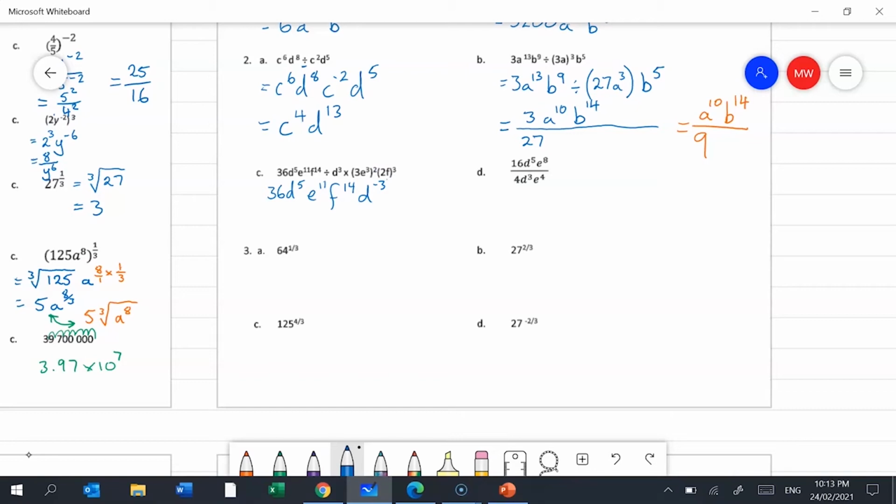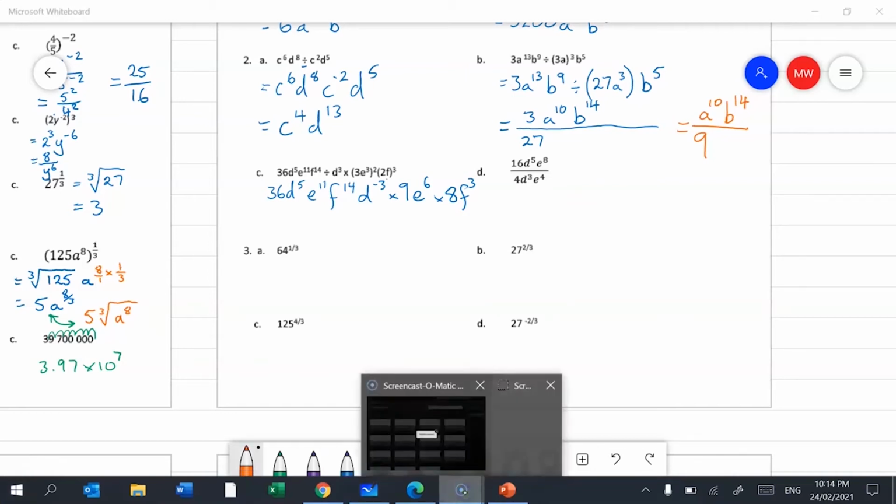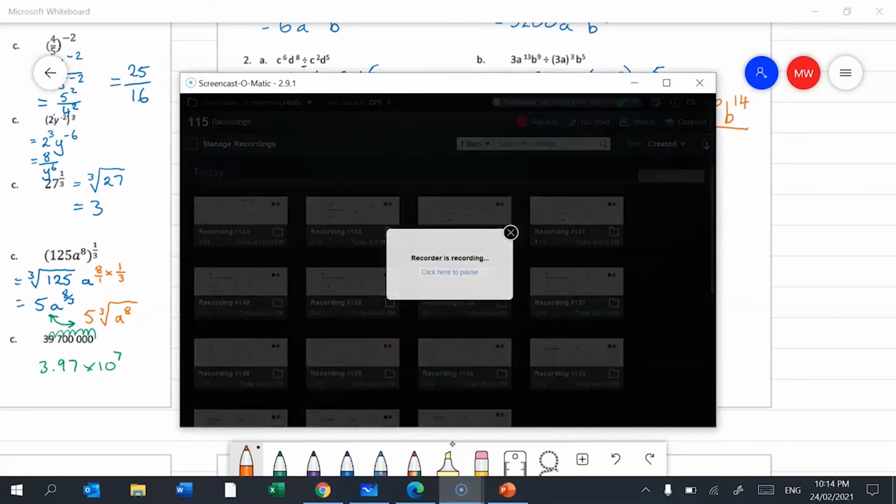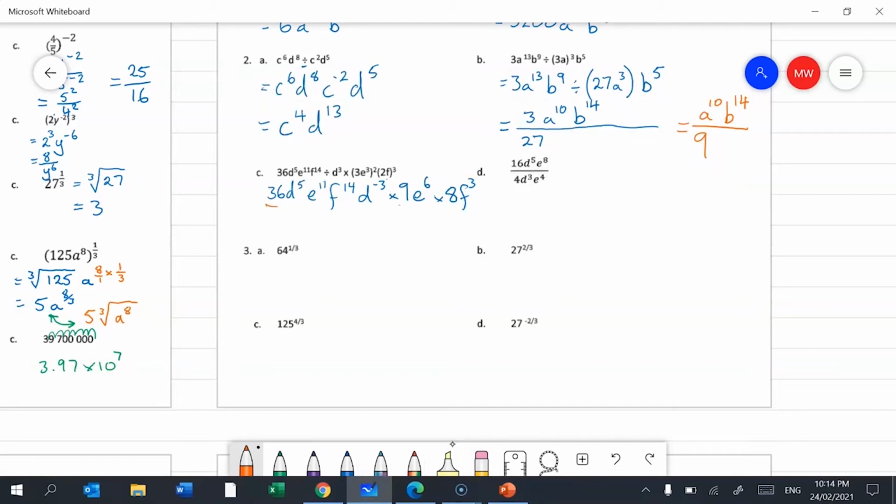Now I'll get rid of these brackets here, okay? So it's 3 squared, which is 9, e to the 6, because it's 3 times 2, 2 to the power of 3, which is 8, and then f to the 3. And now it's very manageable, okay? Now all I've got to do is 36 times 9 times 8, which if I use a calculator is 2592.